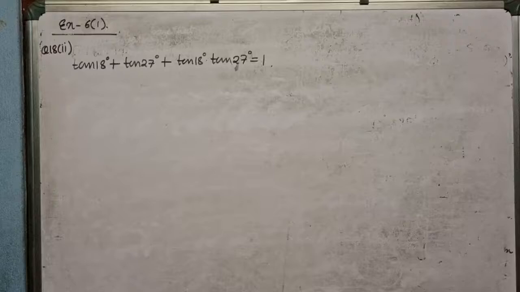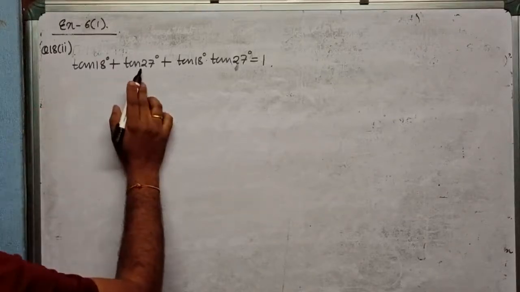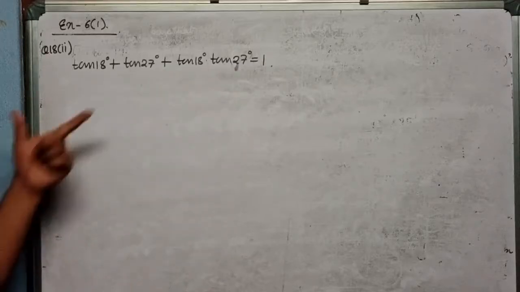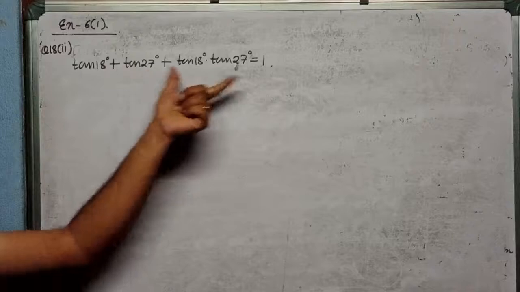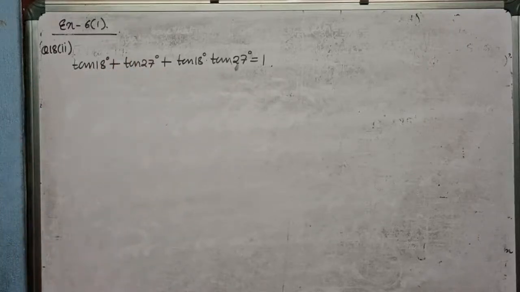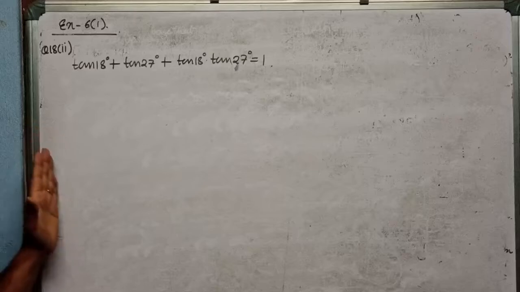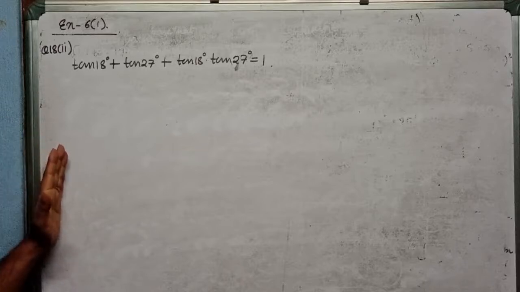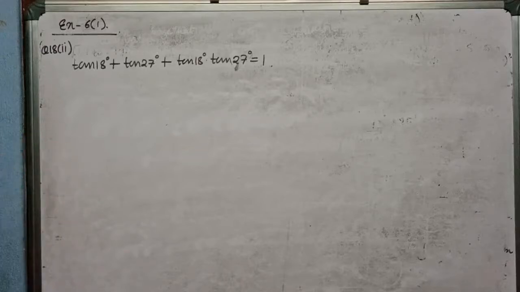This question is also related to the tan series: tan 18 degree and tan 27 degree, tan 18 and tan 27 equals 1. This is also the tan series. I'm not going to prove left hand side equals right hand side; I'm going to prove the whole identity. First of all, you have to add and subtract the given angles. By addition or subtraction, if you get a known trigonometric angle, then you can apply the formula.